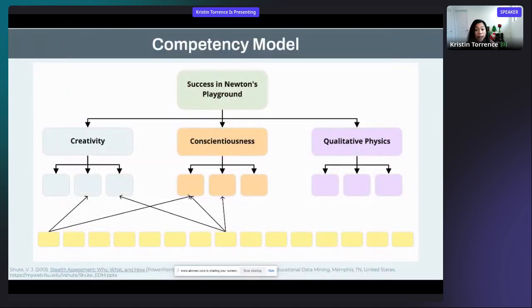And this here's a competency model of the Newton's Playground game. And this shows how competency models can be combined to represent even larger learning experience models, such as success in a physics game. And so you can see here, success in this game is broken down into 3 different competencies, each with their own competency model. So creativity, conscientiousness, and qualitative physics. And then these yellow boxes here indicate the actions or the behaviors that are observable by the game system that then feed into the competency model.